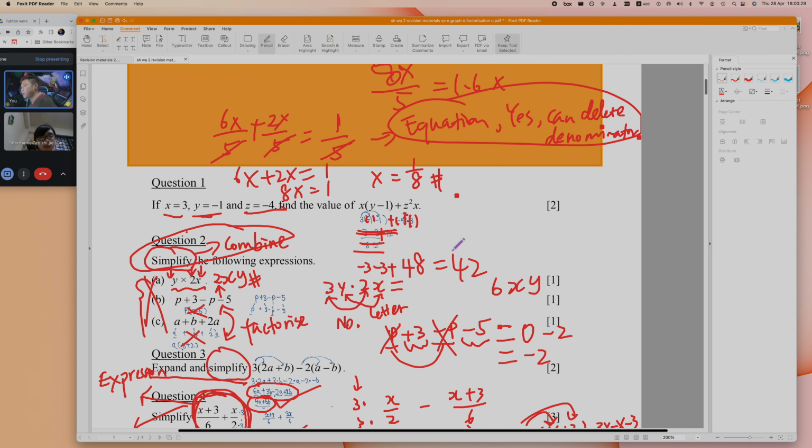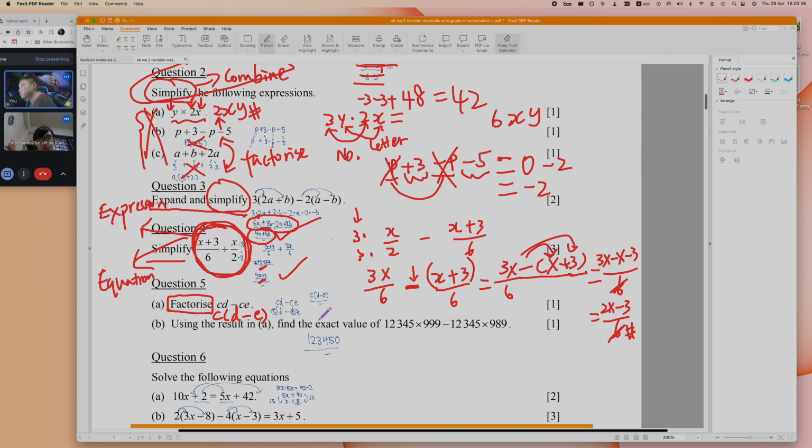Okay, next. This one finally asks you to factorize. So the c is common, so you just take out the c, you should get d minus e. Okay. Using your result, find the exact value. You can see exact value using the result, that means you need to show using the result. You cannot use calculator here.